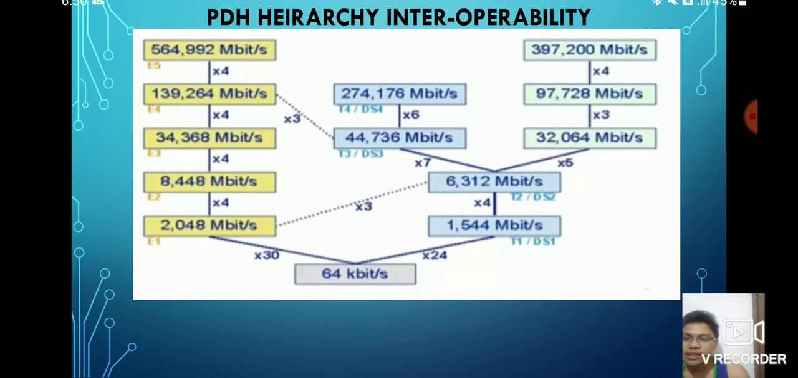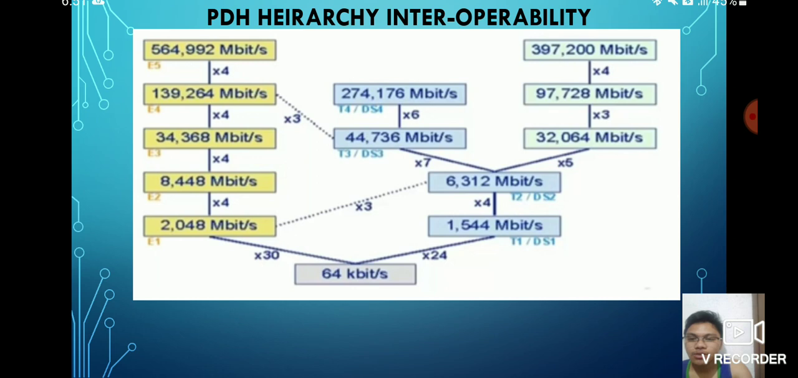To convert it into T carrier, the E carrier level 4 here must be multiplexed by 3 to convert into T carrier, the third level of T carrier, to have an output of DS3. Then also, to convert the E level 1 here in E carrier into the desired output of DS2 or T2, we will multiplex it by 3.